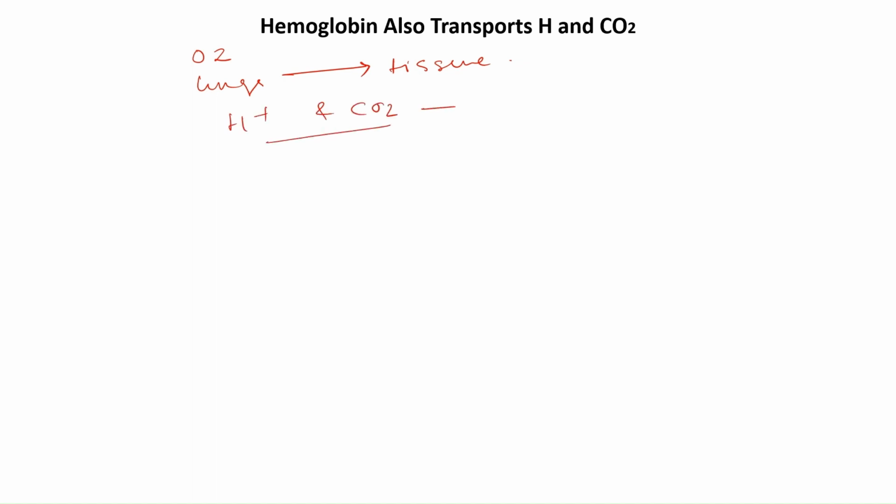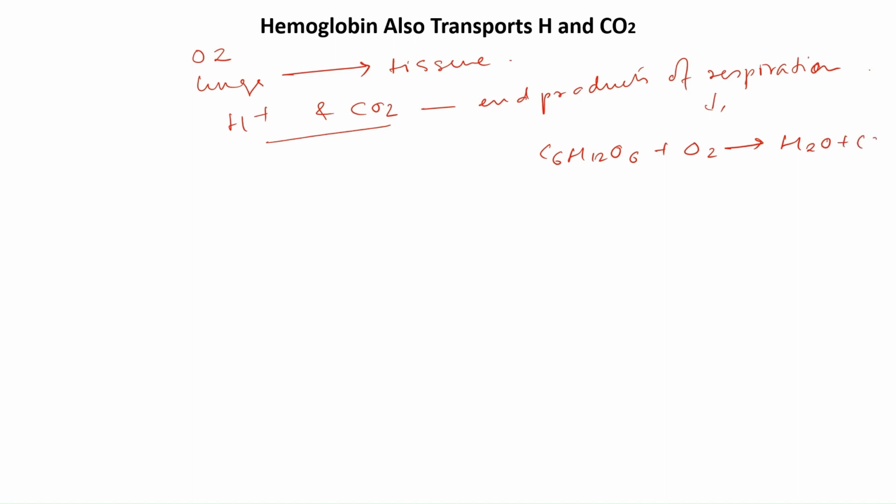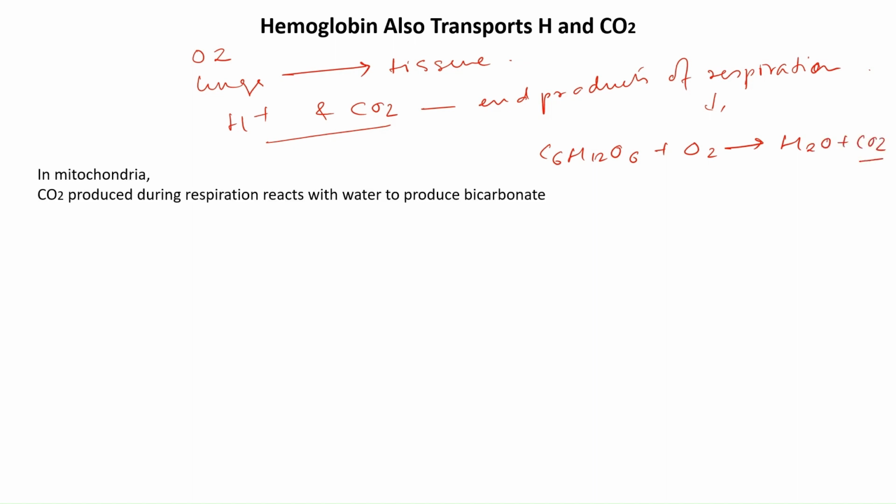What are these? These are the end products of respiration. Now, we are already familiar with what respiration is. That is breakdown of food in the presence of oxygen to release H2O and CO2. Now, this CO2 will react with water to produce a bicarbonate. The CO2 generated during breakdown of food will react with water to form hydrogen ion and HCO3 minus, that is bicarbonate. And the enzyme required for this process is carbonic anhydrase. This enzyme is abundant in erythrocyte.